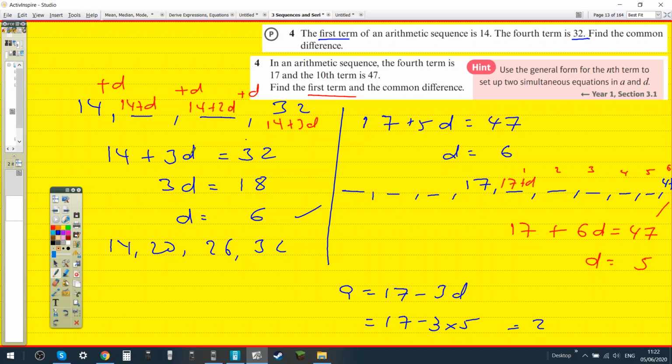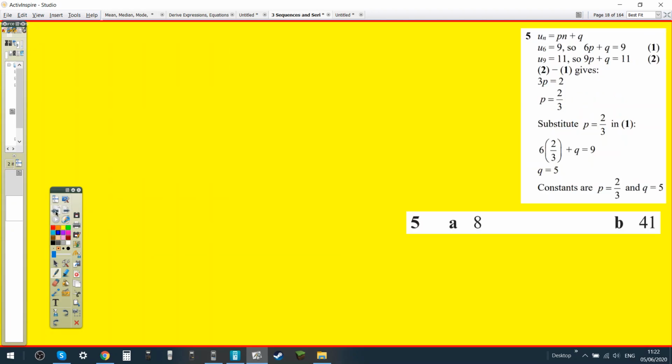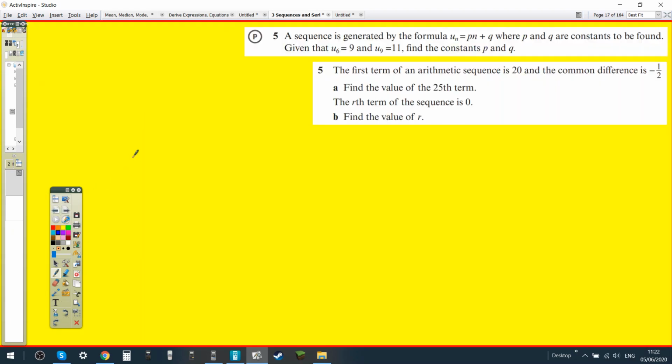Yeah, it always works. It's always going to be later term minus earlier term, divided by the difference between them. So 4 minus 1 is 3. It just felt special because it was starting from 1, but it actually follows the same pattern.